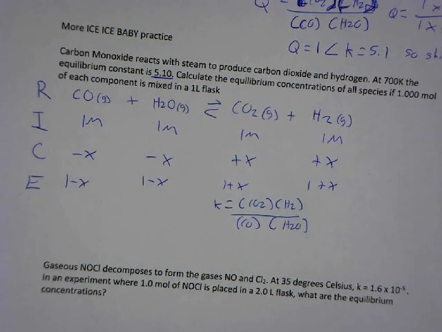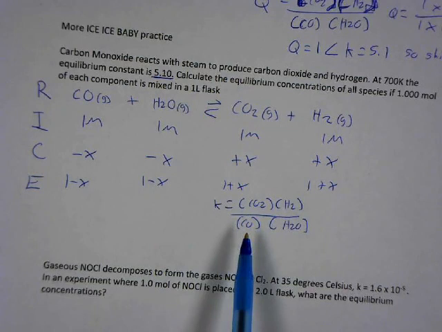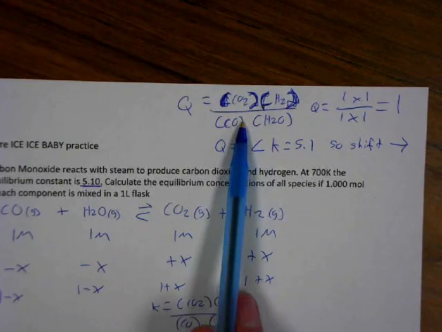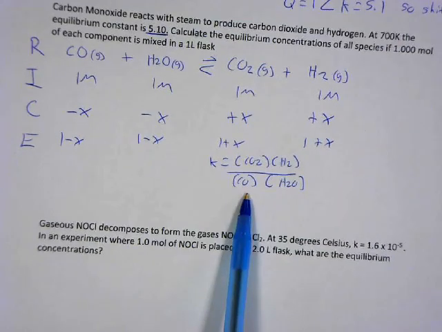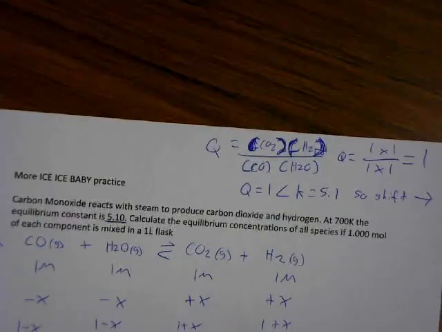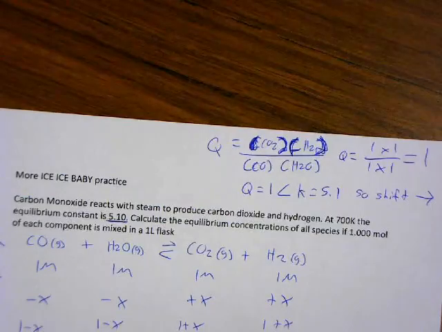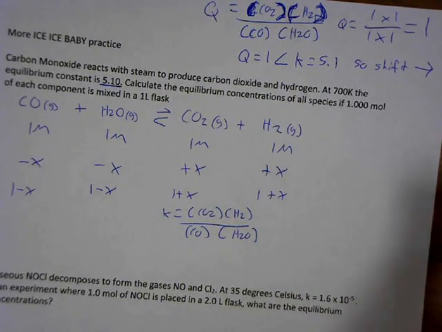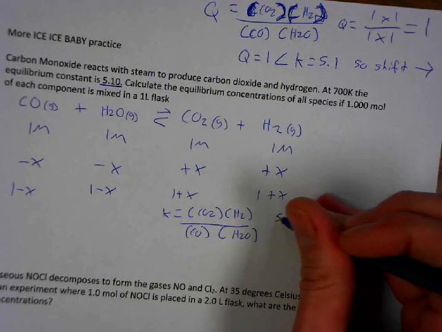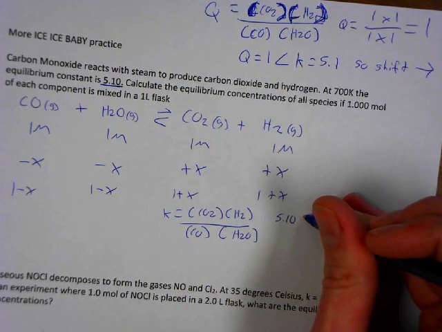I thought it was Q. It's the same. K and Q are the same thing, but at different parts of the process. Now I'm at equilibrium. Q is the initial, same exact equation, but at a different point. If I'm starting, it's Q. If I'm at equilibrium, it's K. So, we know that K is what?